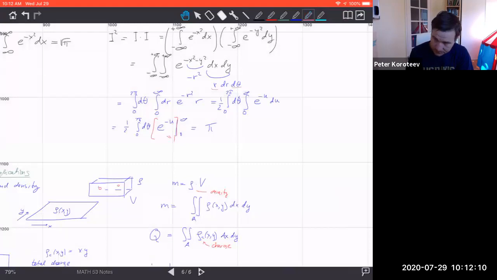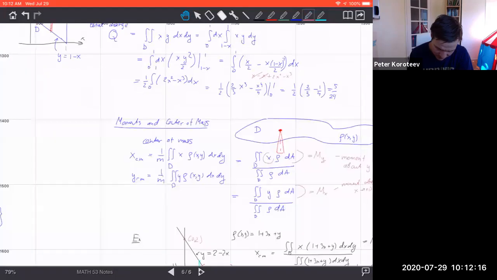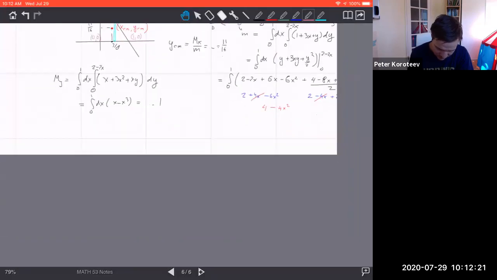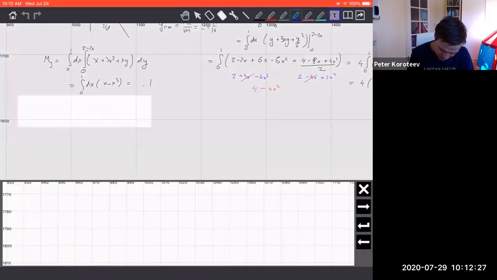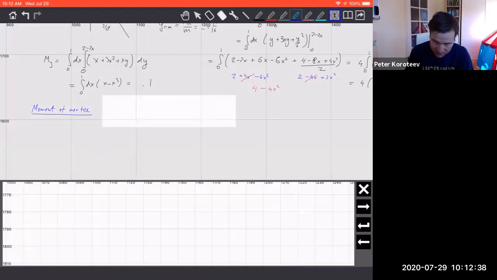So we did that, and we did some applications. I want to mention maybe one more application, and for the rest you can read in the book or elsewhere. It is the moment of inertia. Physically, a moment of inertia is the analog of a mass. What moment of inertia is for rotational motion is what mass is for linear motion.